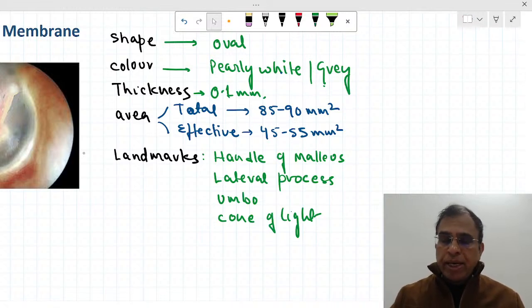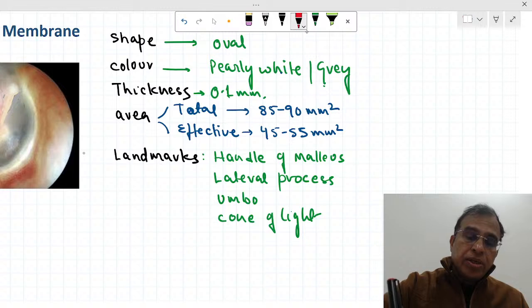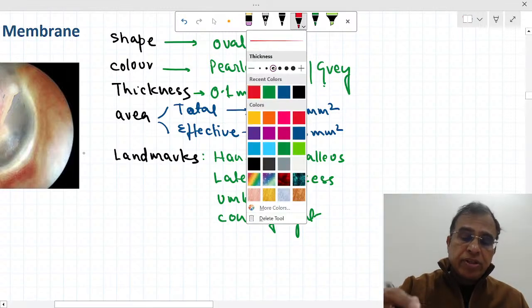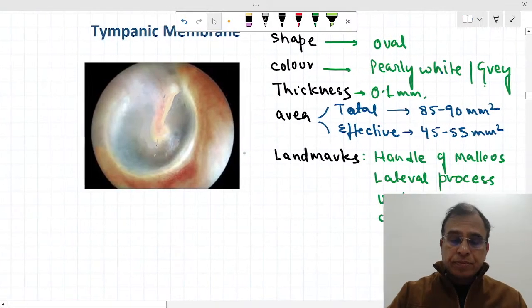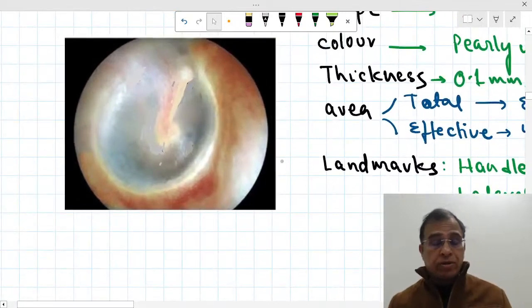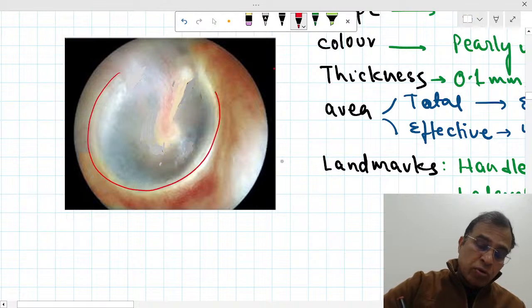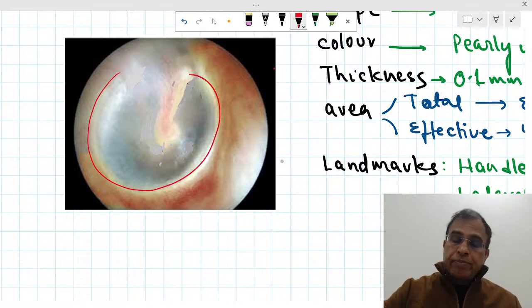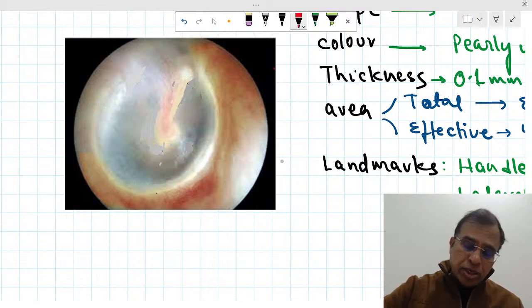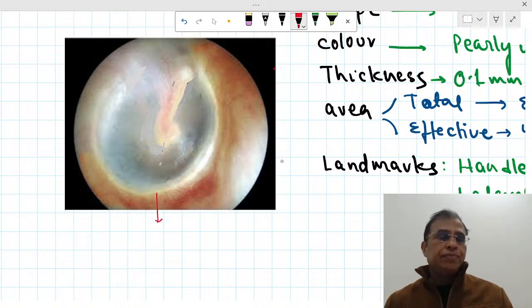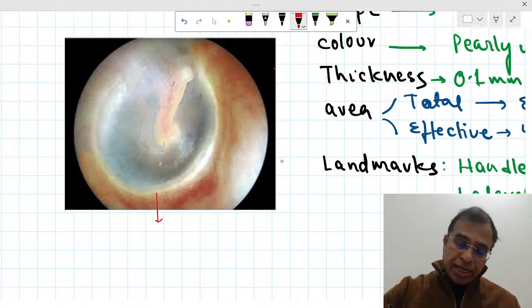Before I go on to the main points, the more important points, let me help you identify some of the things on this image. So when you look at this image of the normal tympanic membrane, you can see the boundary of the tympanic membrane, this boundary. And boundary of the tympanic membrane has a name. Anybody knows the name of the boundary of the tympanic membrane? Anybody? It's called annulus.